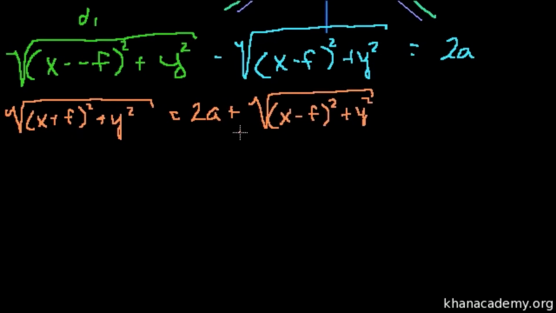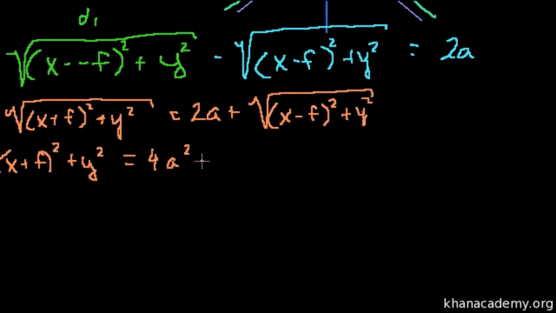Now, to get rid of these radicals, let's square both sides of this equation. The left-hand side, if you were to square it, just becomes (x plus f) squared plus y squared. And then to square this, we square the first term, which is 4a squared. Then we multiply the two terms and multiply that by 2, right? We're just taking this whole thing and squaring it. And this is just a review of binomial algebra.